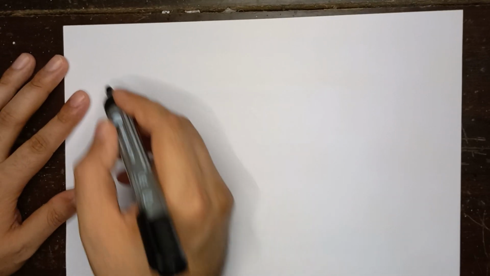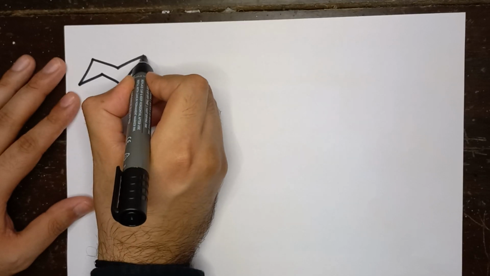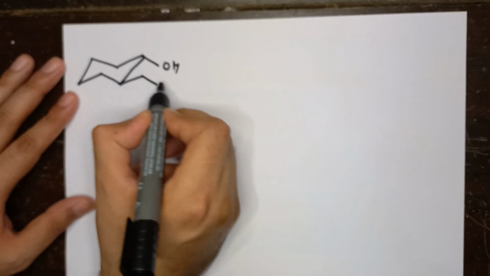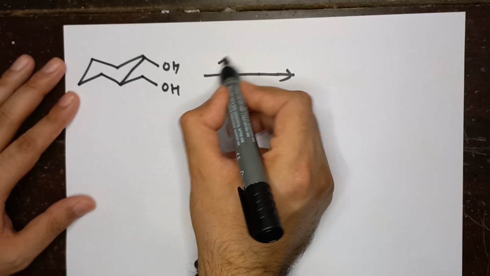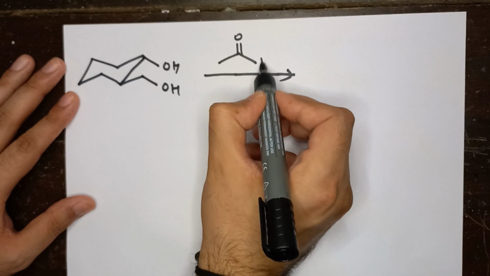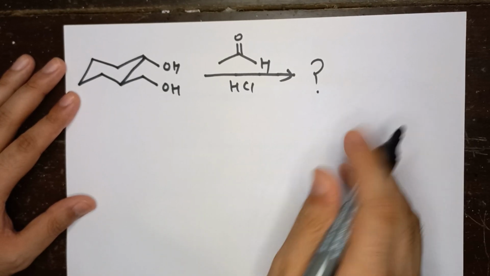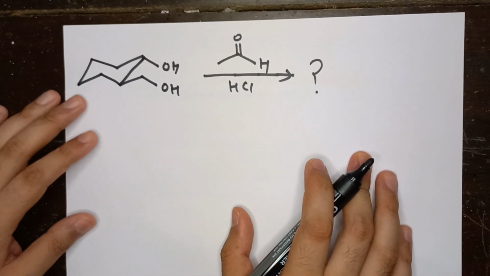Okay, so here's another question for you. So this is my OH and this is my CH2OH, and I'm reacting this with acetaldehyde in presence of HCl. So feel free to pause the video and try finding out the product of this reaction.